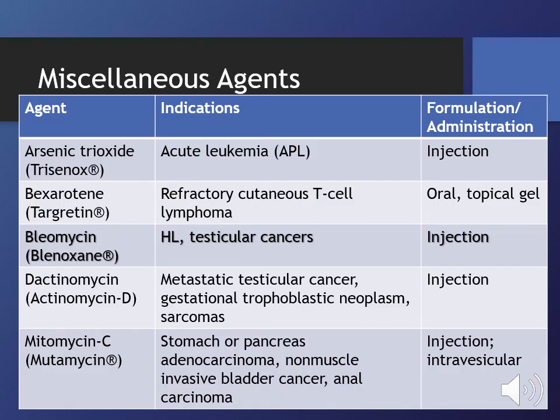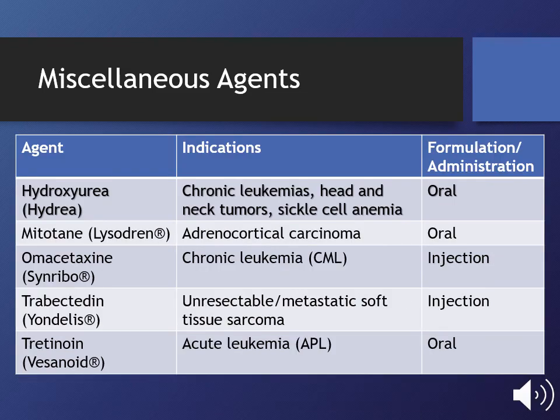This slide highlights some of the agents that do not necessarily fit into the classes that we've already discussed today. I've just listed some of their indications and available formulations, but you don't need to memorize this information. Here's another list of agents that don't fit in the conventional chemotherapy classes we've discussed thus far, along with their indications and available formulations for your reference.